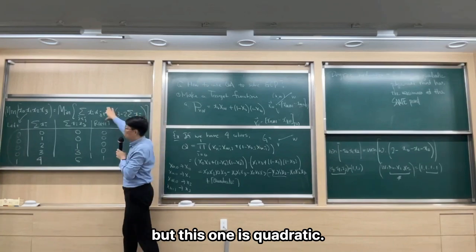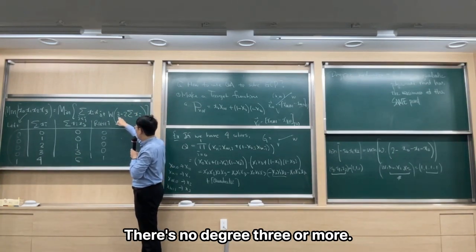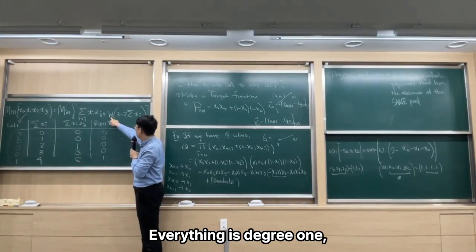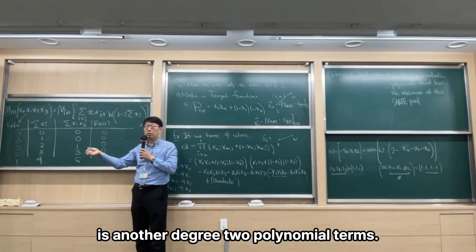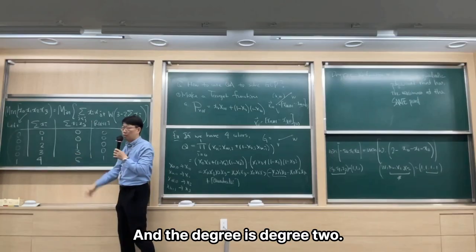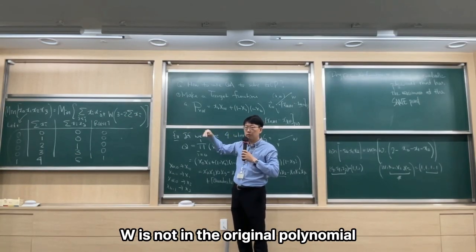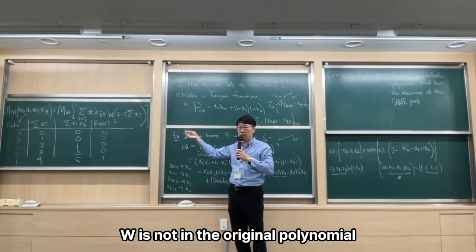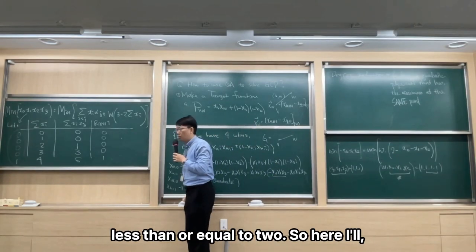But this one is quadratic. There's no degree 3 or more. Everything is degree 1. 3W is degree 1. And WXI is another degree 2 polynomial term. Yes, so we have another auxiliary variable. W is not in the original polynomial, but we need that in order to make the degree less than or equal to 2.